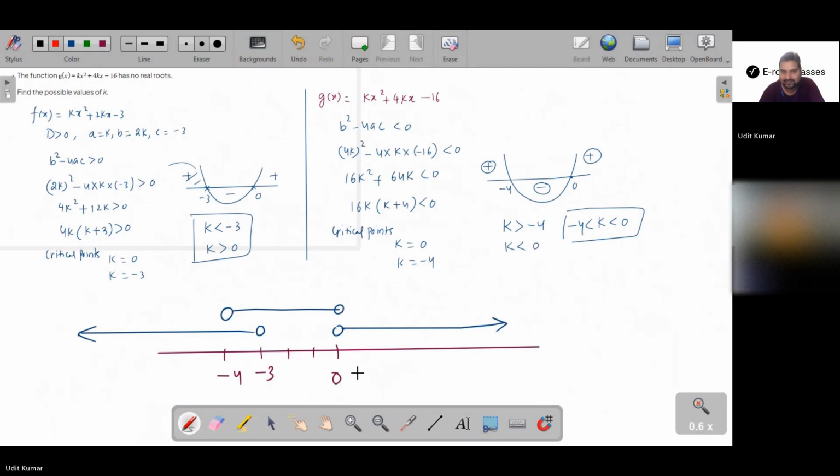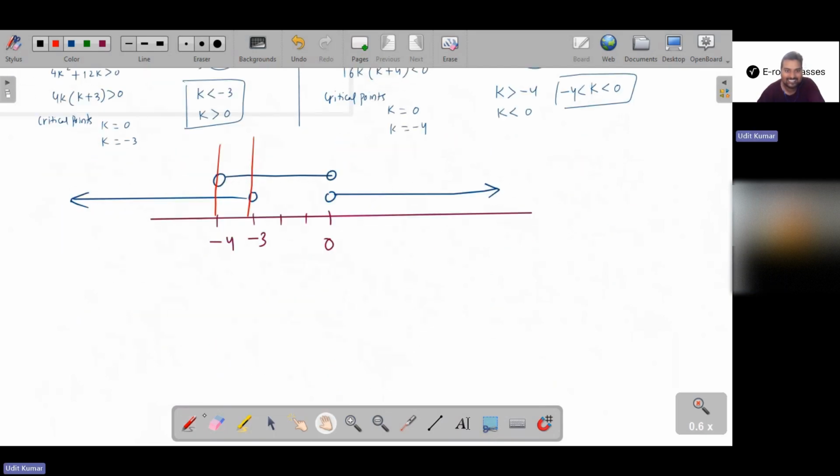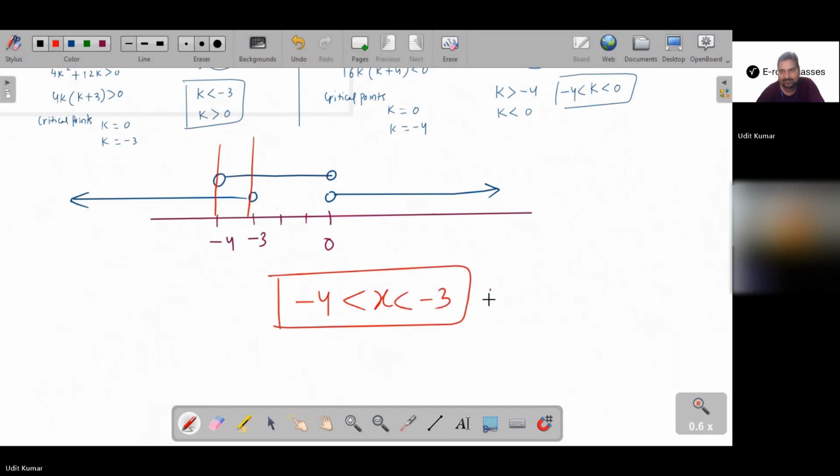Now, if I ask you, what is the common portion in these two? Between -4 and -3. Yes. The answer is k is from -4 to -3. That's the answer. Okay.